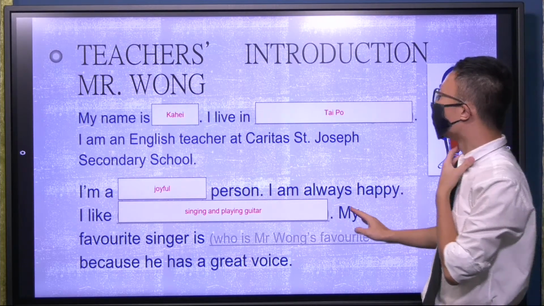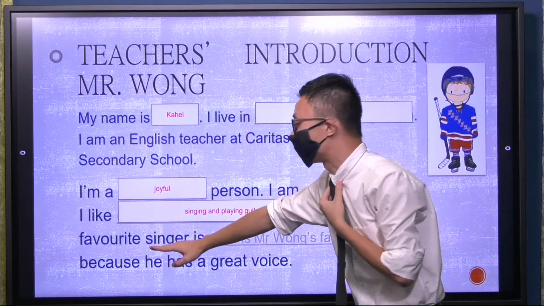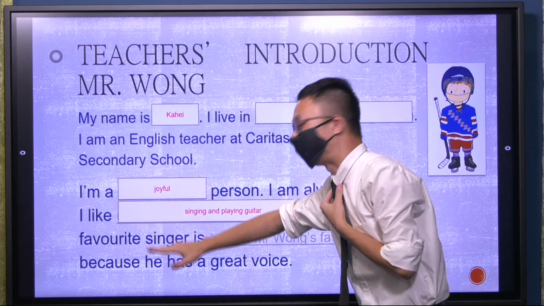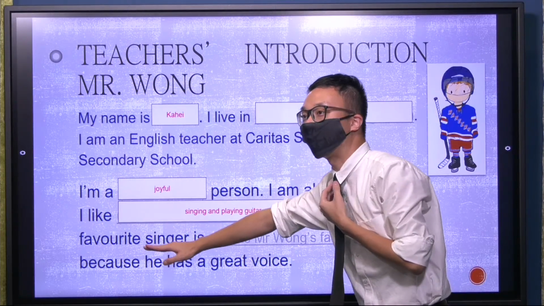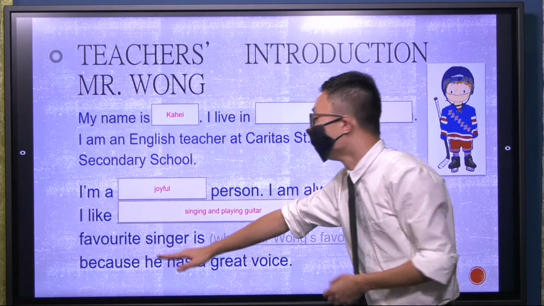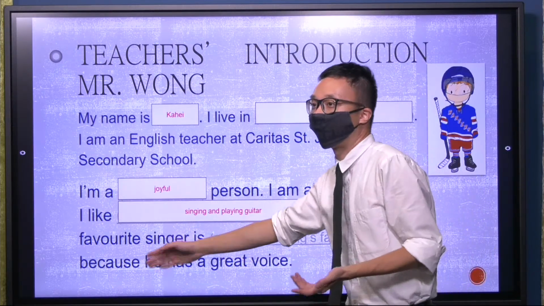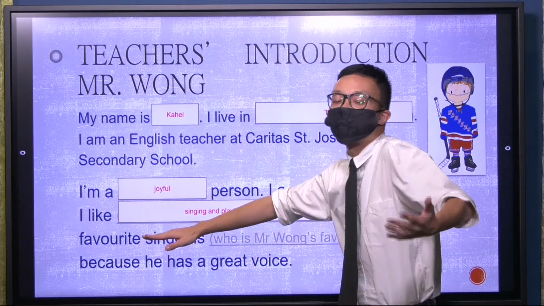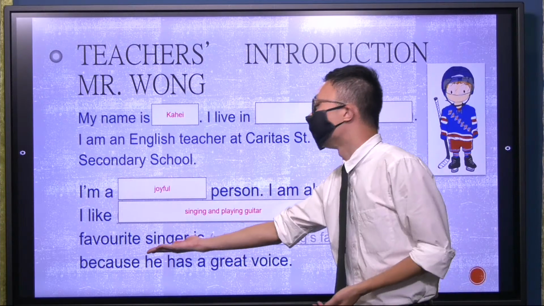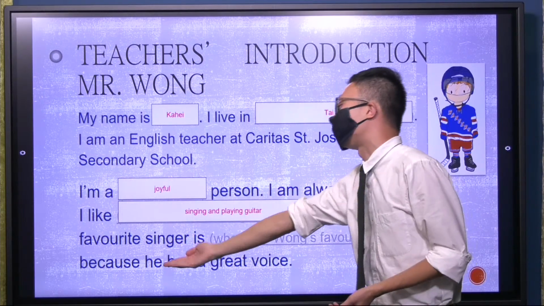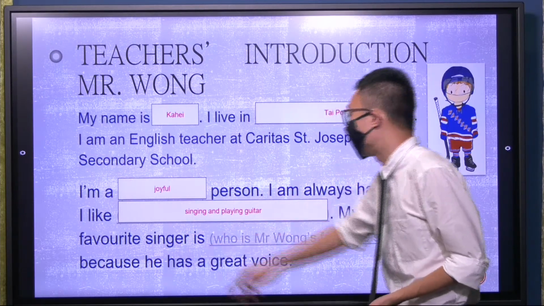I'll talk about my favorite. You can put, because this part for you is blank, you can say my favorite athlete, 運動員, my favorite teacher, or anything, your favorite person, your favorite idol, anything. And for me, I'll put down my favorite singer, 歌手.